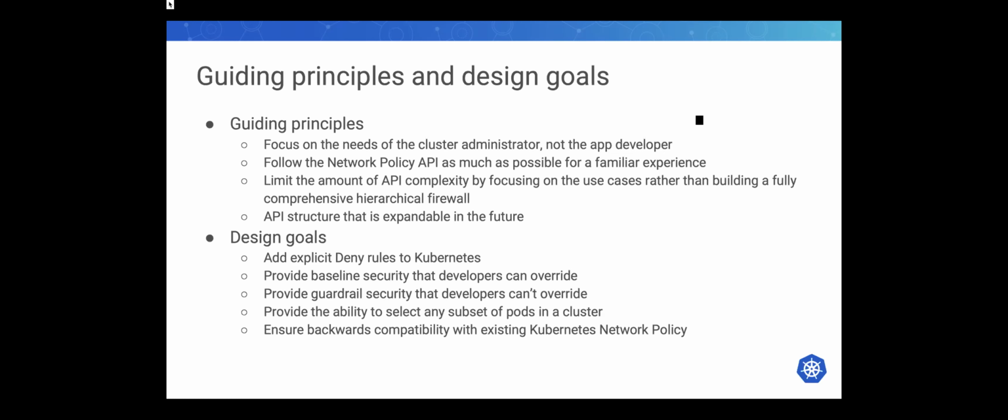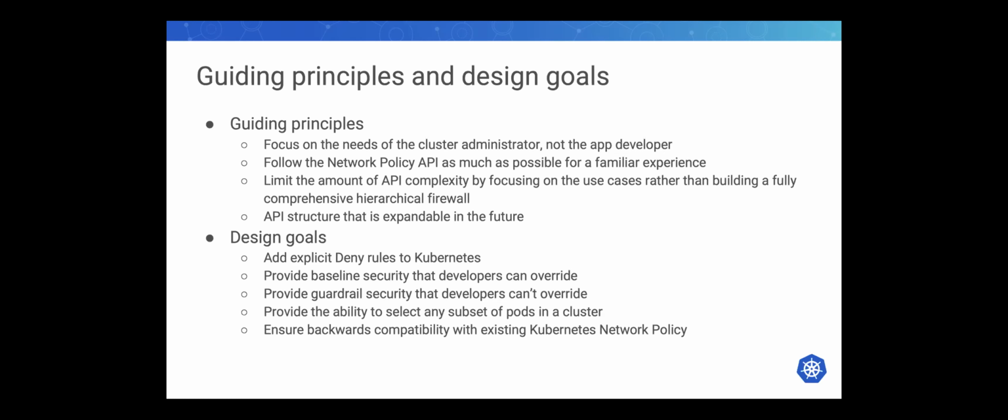Okay, so if there are no more questions, I will move forward. So yeah, those are the guiding principles. As part of that, we ended up with certain design goals for this particular proposal. I think we need explicit deny rules, which is unlike in the Kubernetes network policy, where we don't have such an action. They're all whitelist rules. So we do need a new action for deny.